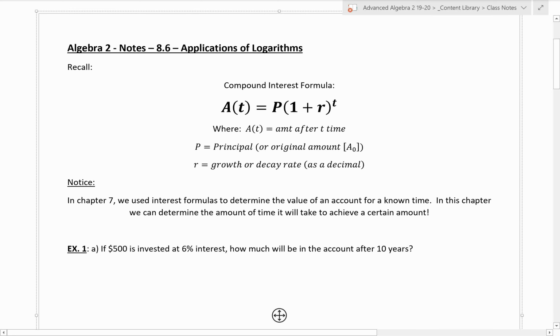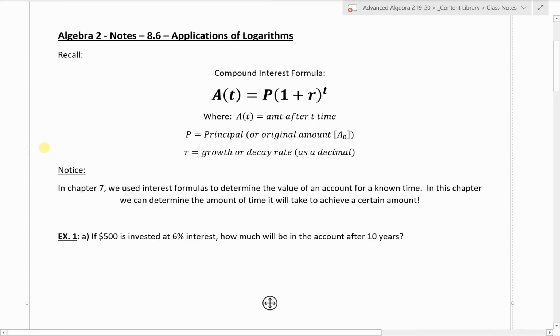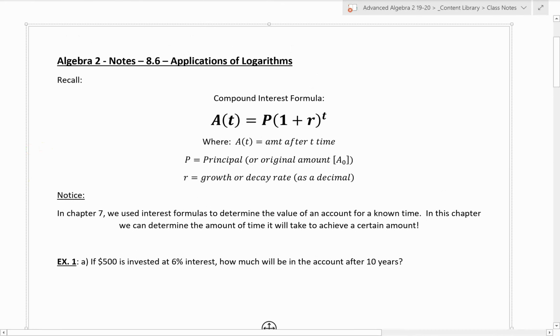Now that we have gotten down the basics of using logarithms to solve equations, we're going to look at some specific application problems where we can use logarithms to solve those equations. So let's remember back from chapter 7, we talked about compound interest, and particularly our general compound interest formula. Well, this was specifically our yearly compound interest formula.